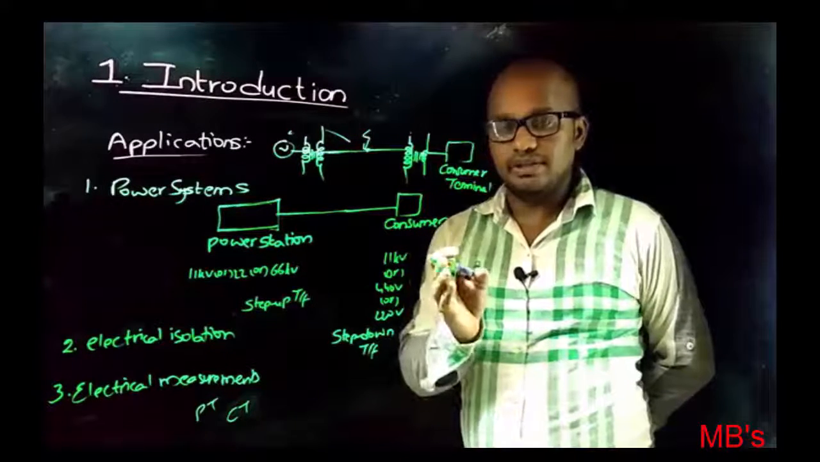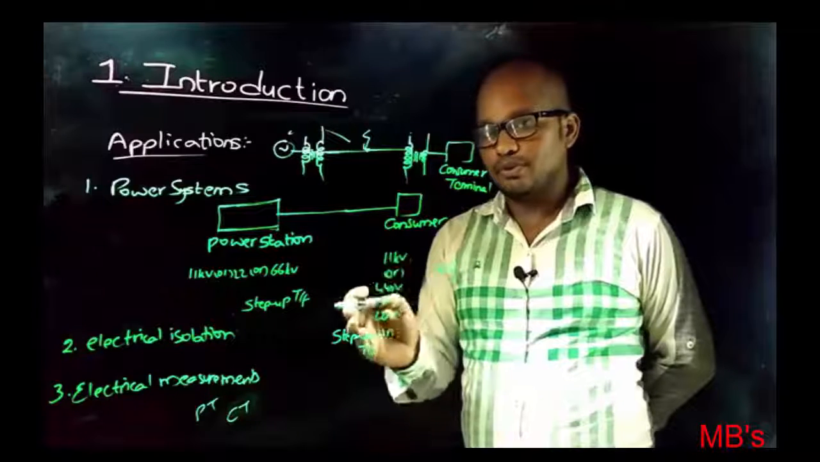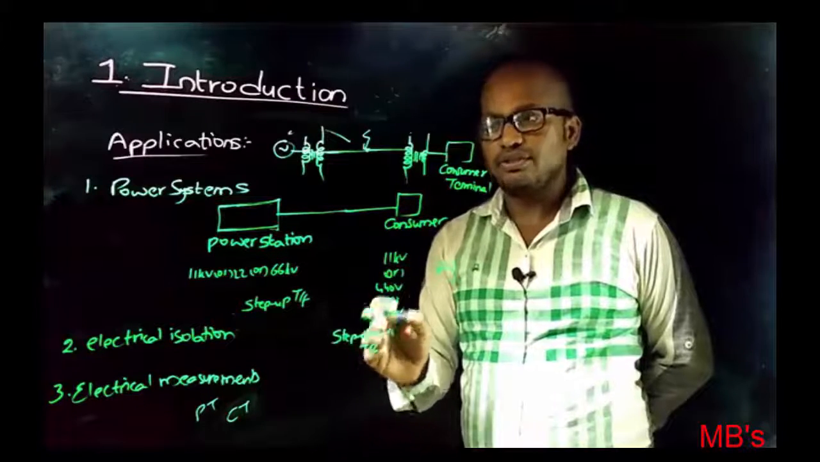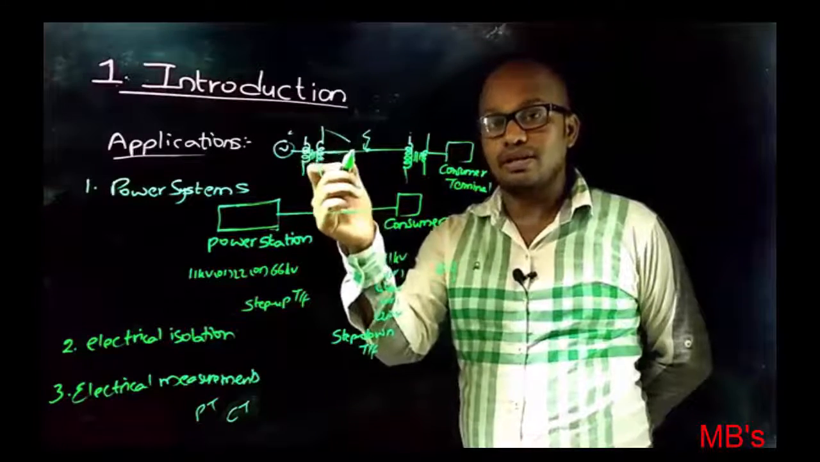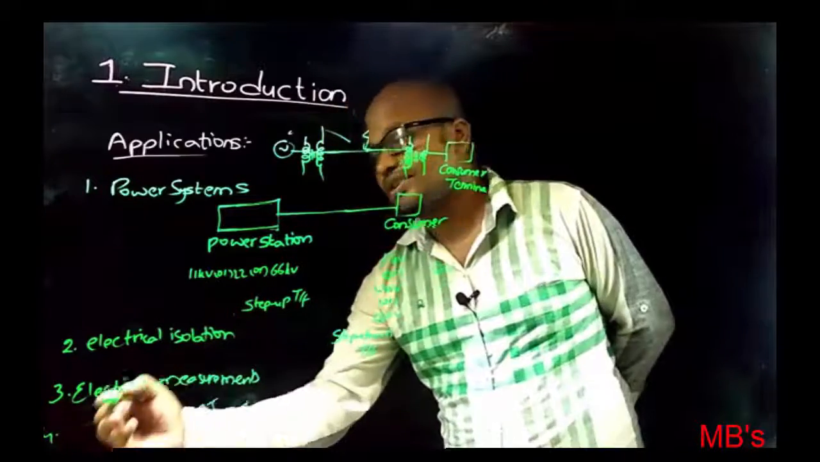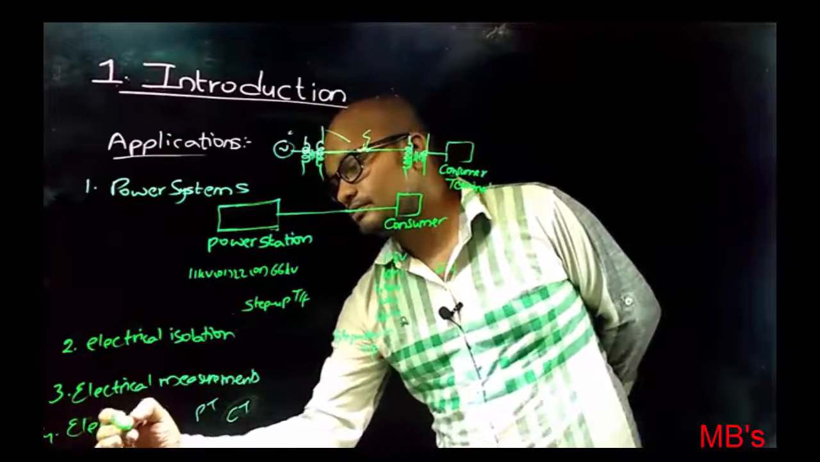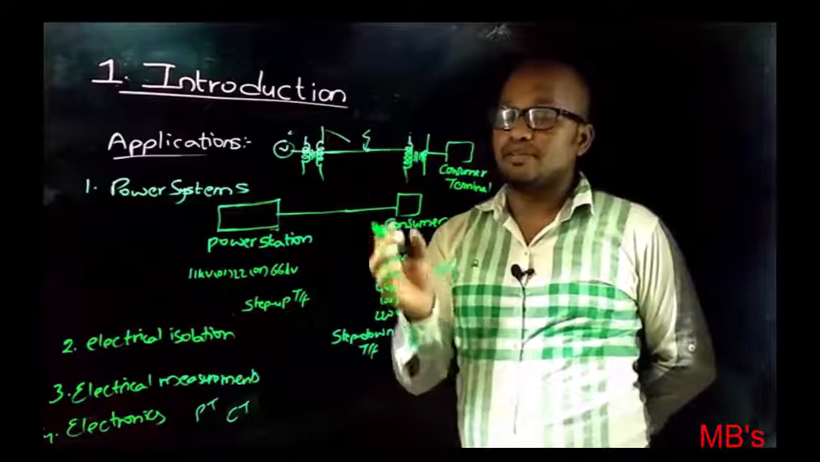And after obtaining the reading from the low range meters and by multiplying with suitable transformation ratio constant, then you can know the actual higher voltage levels or current levels values. And other application of transformer is in electronics, where transformer voltage levels and current levels are very low.